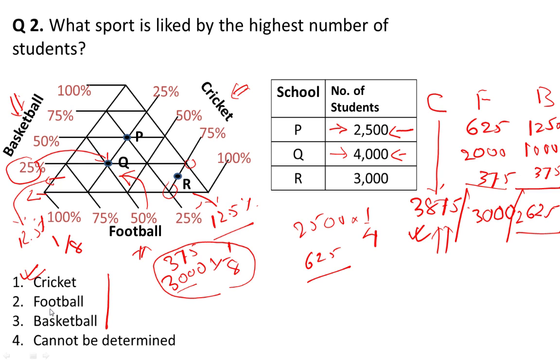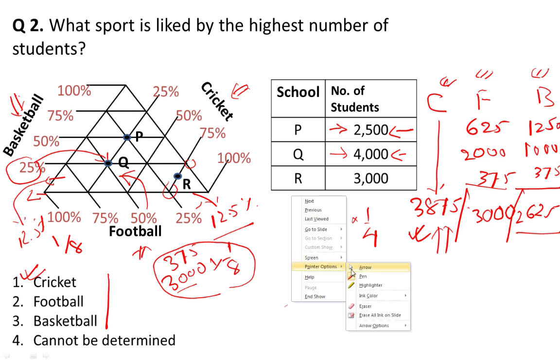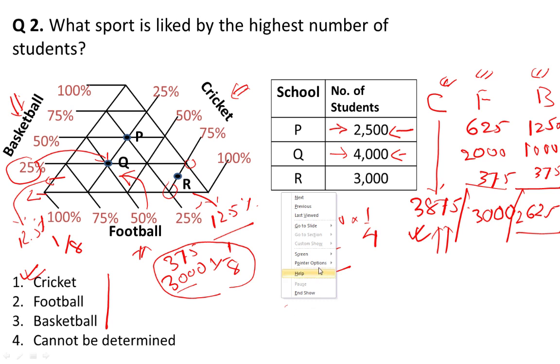Now what we did here, we calculated the number for each sport. We calculated about cricket, about football, and about basketball, all the real values, and then we worked out which sport is highest. Instead, we can change the method. Let's see if you feel a little more ease or comfort with the second method.